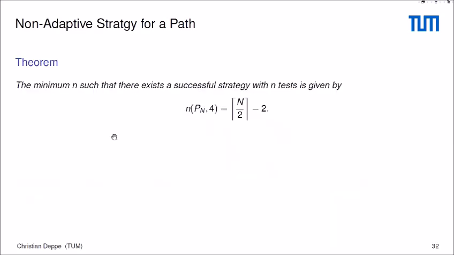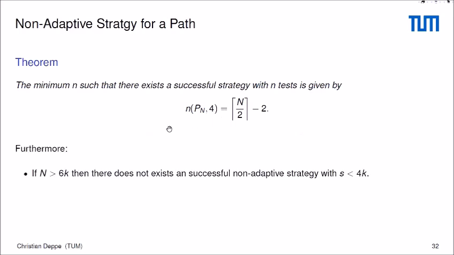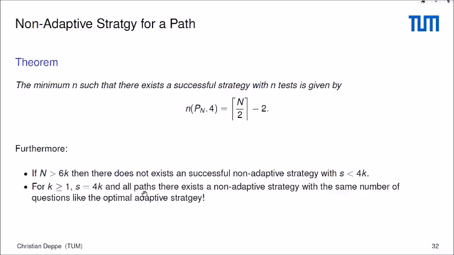So first, let's do it for k equal 1. For k equal 1, we need the same number of questions like in the adaptive case. And furthermore, if n is bigger than 6k, then we cannot have a better accuracy. So then somehow it's really optimal. And also, if k is greater or equal 1 and s is equal 4k and n is big enough, then we always find a non-adaptive strategy with the same number of questions like in the optimal adaptive case. So we can really generalize this idea.